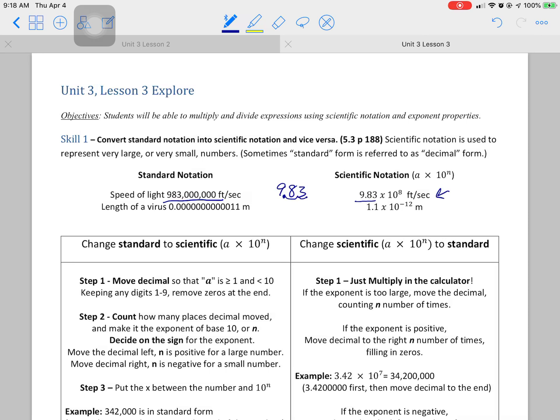Okay, look at this one. The zero is here. 1, 2, 3, 4, 5, 6, 7, 8, 9, 10, 11, 12. 12 to get it here, to have one number on the left side, plus everything else. So when I went that way, it was negative 12. It's a super small number. So for large numbers, you have a positive exponent. And for very small numbers, you have a negative exponent.